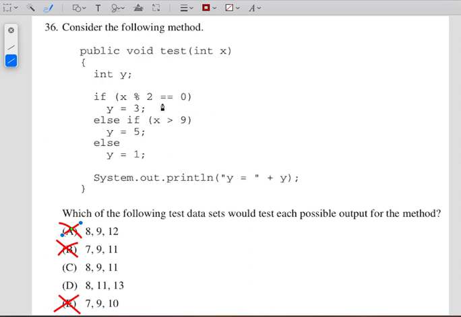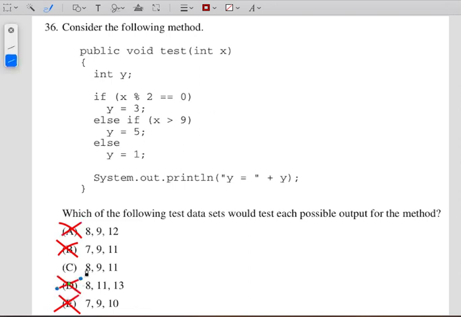Then you think, well, when would you ever print out y equals 1? Well, if this is not true, so you need a number that's even, you need an odd number greater than 9, and then you need an odd number that is not greater than 9. Well, if you look at choice D, you get 2 odd numbers, but they're both greater than 9. D is not the right answer. C ends up being the right answer.